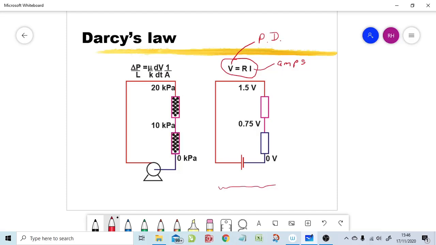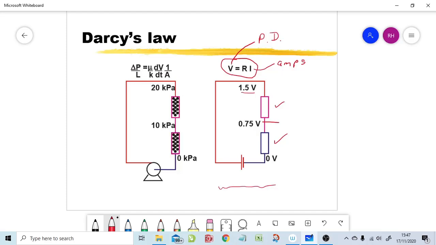So with these two resistors of equal resistance, if we start off with a total potential difference of 1.5 volts, then the potential difference will be 0.75 volts, half the voltage, before we go into the second resistor. Here is our battery, driving electrons around the circuit, and we've got an equal voltage difference over these two resistances, and that is exactly analogous to what we have in fluid flow.